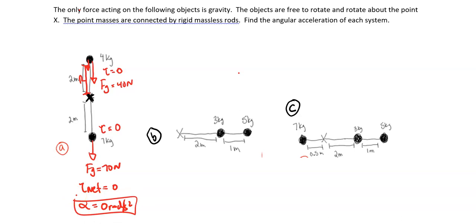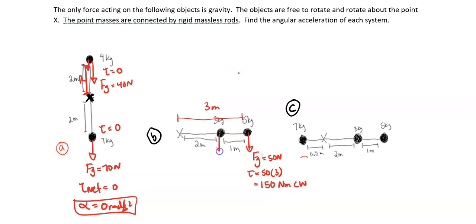So let's do the torques first. So we have this 5 kilogram mass pushing downwards with a force of 50 newtons. Let's see, it is 3 meters away from the pivot. So the torque is going to be 50 times 3. And again, the force and distance from the pivot are perpendicular, so that is going to create a torque and make it spin. What would that be? Clockwise.